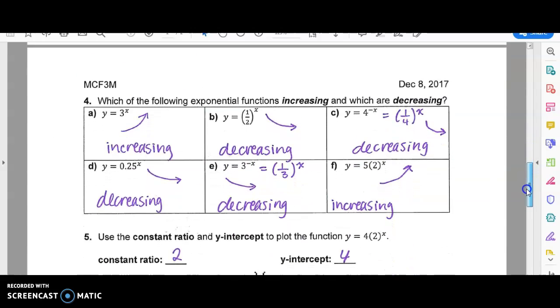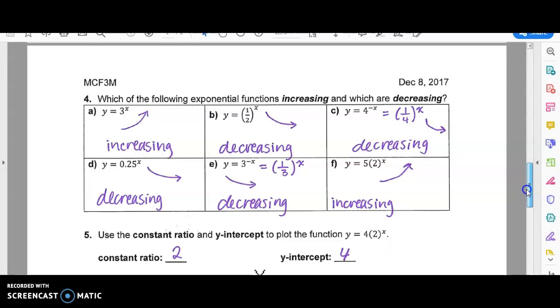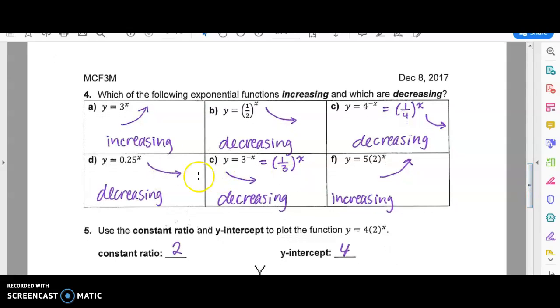Which of the following exponential functions are increasing and are decreasing? So basically, if the base of our power is bigger than 1, it will be increasing. If it's between 0 and 1, it will be decreasing. Okay, so 3 is bigger than 1, increasing. A half is between 0 and 1, decreasing.